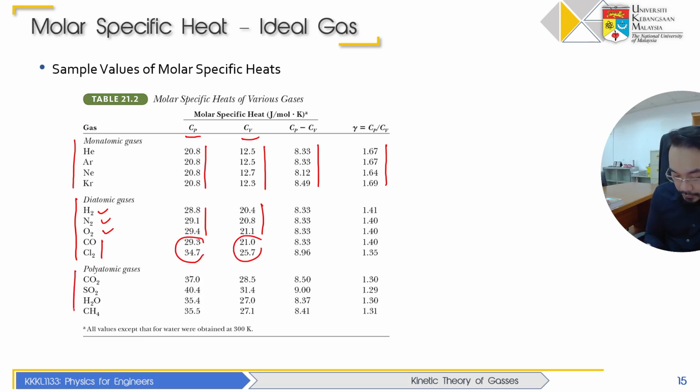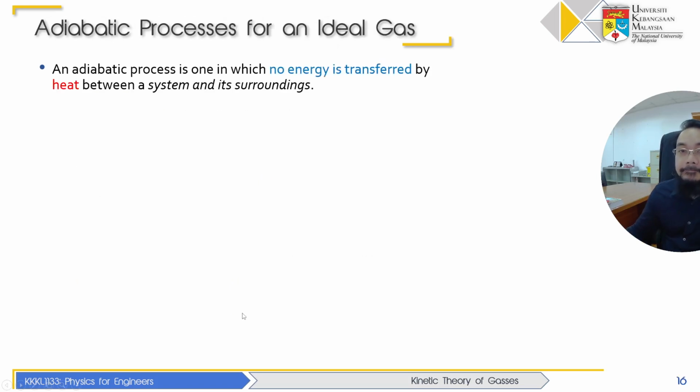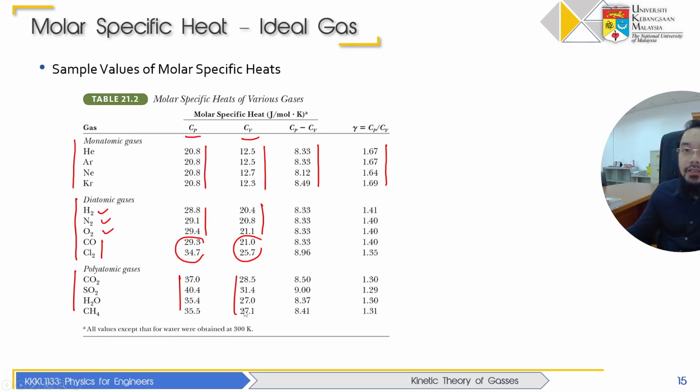And if you have more than 2 atoms per molecule, for example carbon dioxide, water, and methane as well, you can see the Cp and Cv are not the same. All right, so that is basically about molar specific heat of ideal gas.